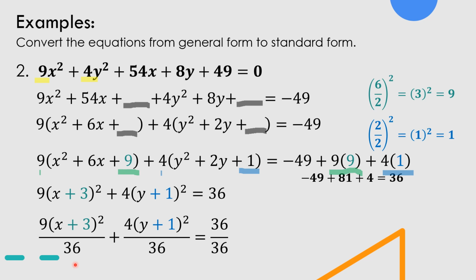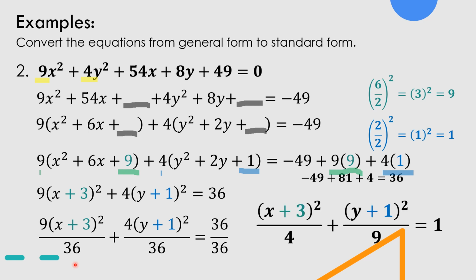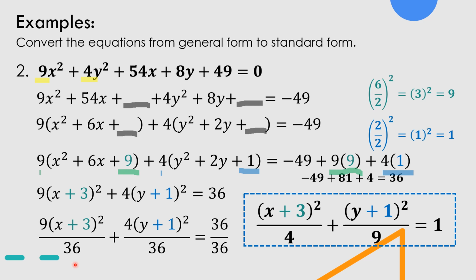Yay! So we're going to get the quantity of x plus 3 squared over 4 plus the quantity of y plus 1 squared over 9, all equal to 1. And that is the equation of our ellipse for this example. That's a great job. That's a lot of work.